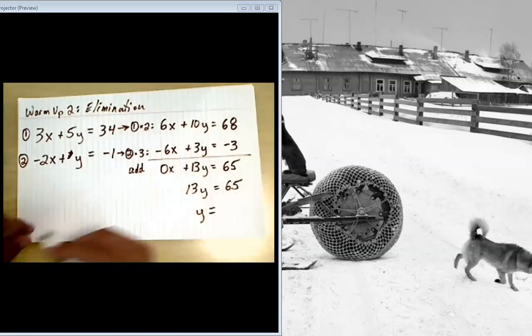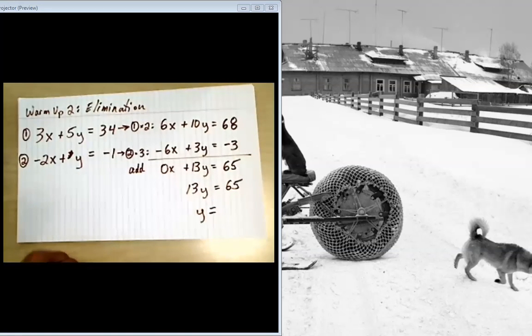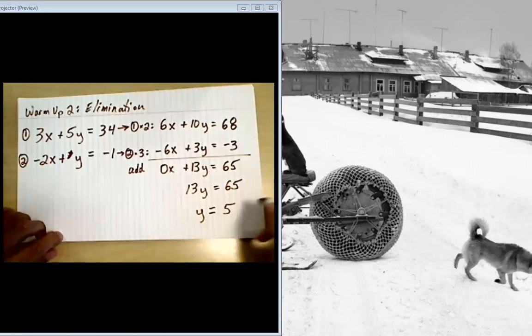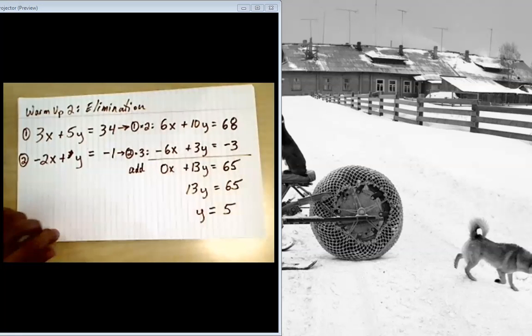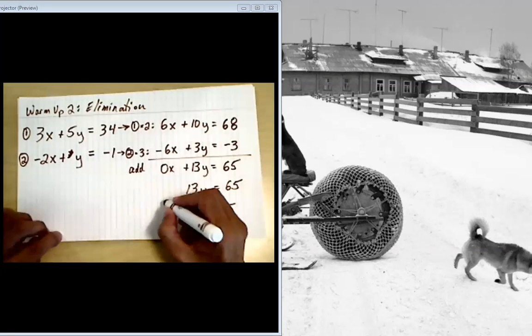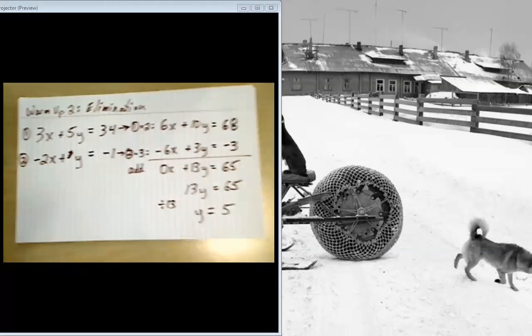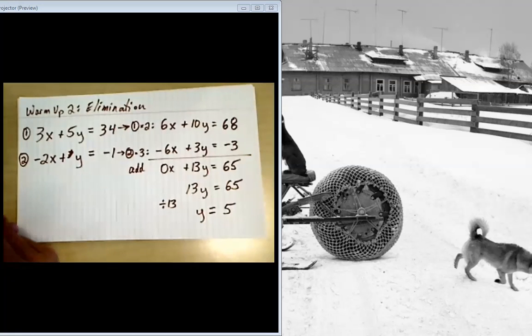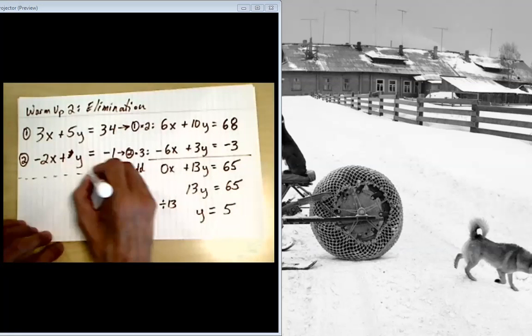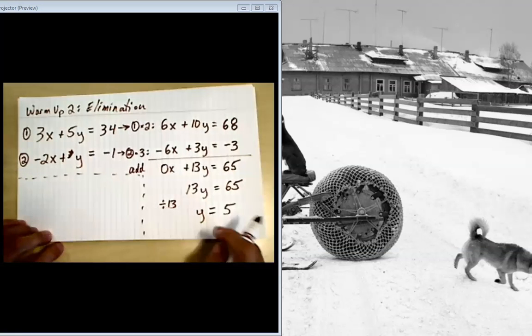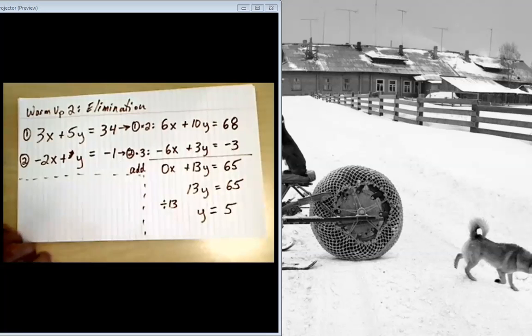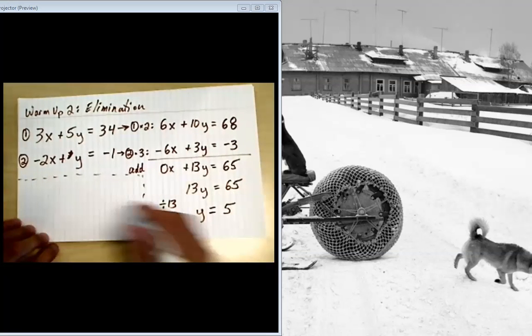So y is 3? No, not 3. 3 would be 39. So what's it going to be? From class we got 5, and that's true. How is it 5? Just divided by 13. Now it should be kind of familiar. Once we have one variable, we have to find the other one, so we need to find x.